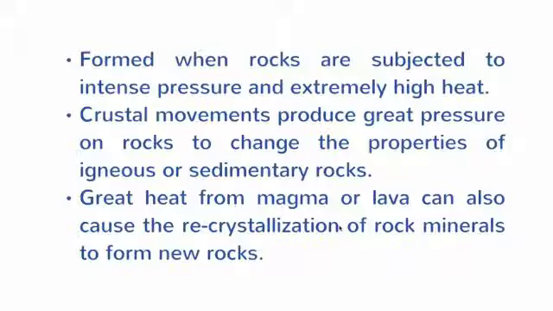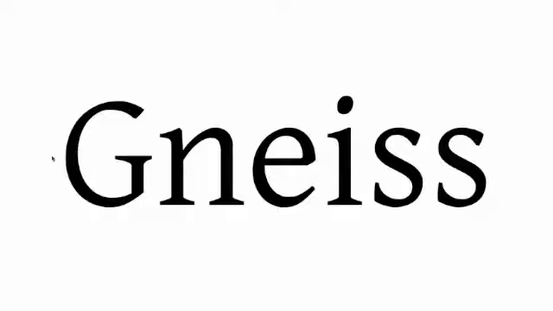Here, we have a piece of metamorphic rock. This particular piece of rock is known as a gneiss. Take note not to pronounce the G. Let's pronounce this word together. 1, 2, 3. Gneiss. Well done.